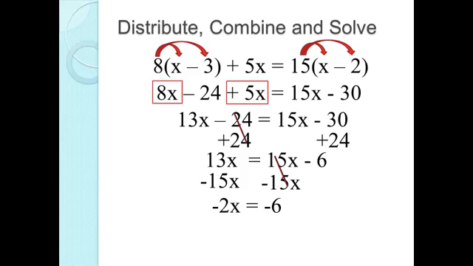Our final step to solve this problem would be to get rid of the negative 2 by dividing by negative 2 on both sides. Negative 6 divided by negative 2 gives us the final answer of positive 3.